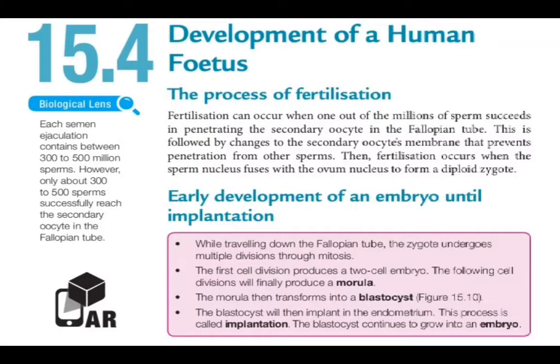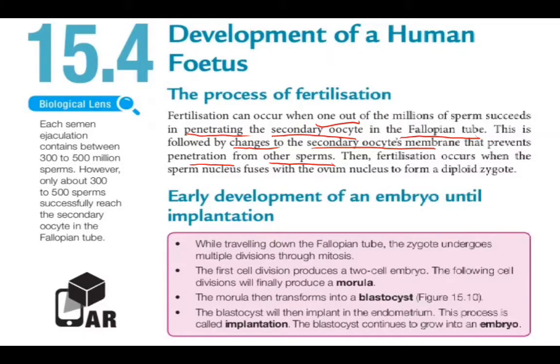Today we will continue chapter 15 biology form 4, subtopic 15.4, development of a human fetus. The process of fertilization. Fertilization can occur when one out of millions of sperm succeeds in penetrating the secondary oocyte in the fallopian tube. This is followed by changes to the secondary oocyte membrane that prevent penetration by other sperm. Then fertilization occurs when the sperm nucleus fuses with the ovum nucleus to form a diploid zygote.